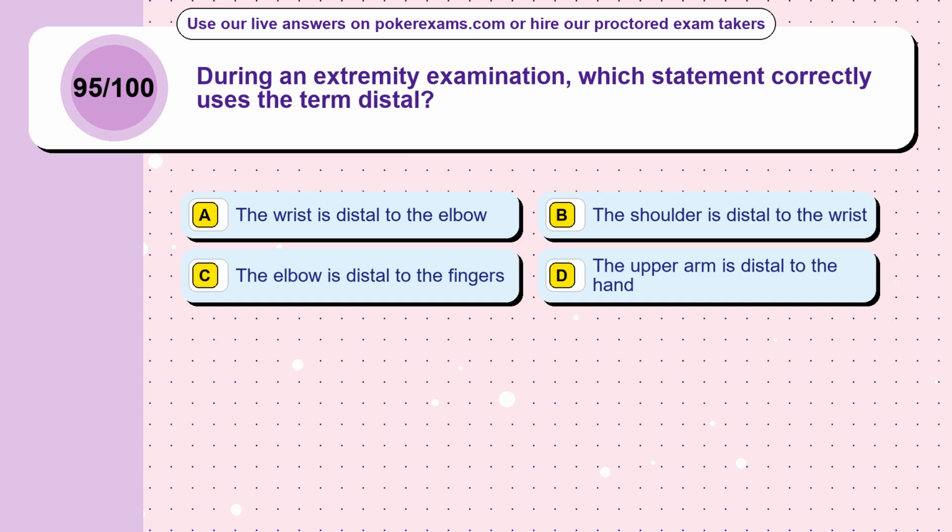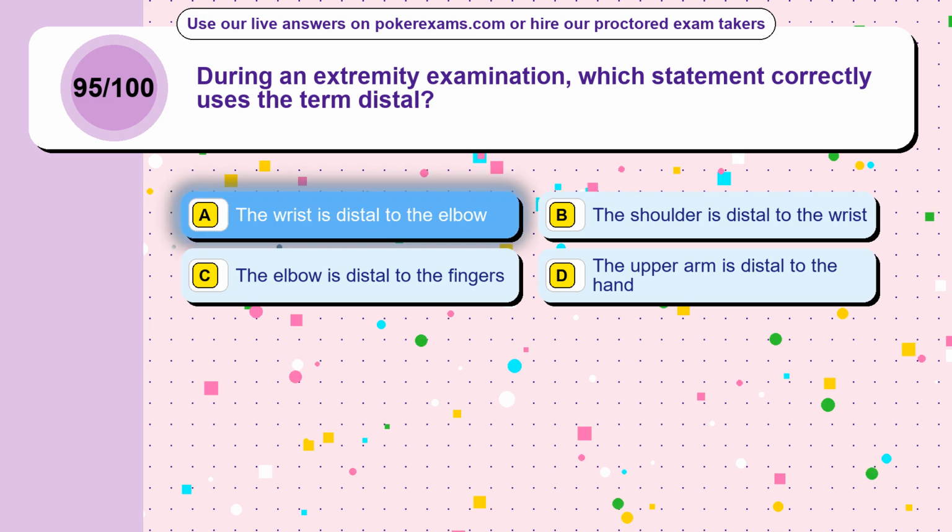Question 95. During an extremity examination, which statement correctly uses the term distal? Option A. The wrist is distal to the elbow. Option B. The shoulder is distal to the wrist. Option C. The elbow is distal to the fingers. Option D. The upper arm is distal to the hand.